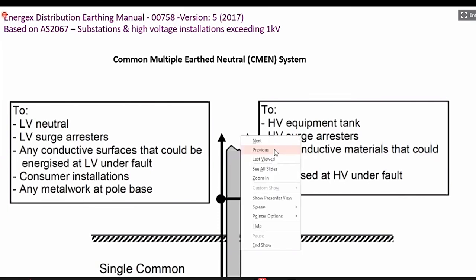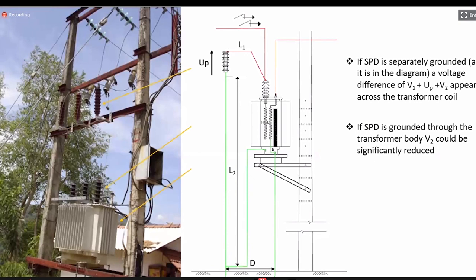Now let me come to the previous slide. There is something that you have noticed. In a neutral grounded transformer, are we going to connect the neutral earth, the body and the surge protective earth? You can see that here also the body and surge protective earth are joined together. Now, we have to decide whether we are going to connect them together, the neutral earth and the other earthing connections, or keep them separate. This is a point where we have a lot of controversies.